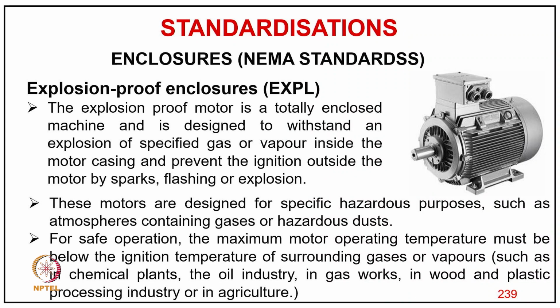Then the explosion proof enclosure, EXPL, as you can see how the motor looks. The explosion proof motor is a totally enclosed machine designed to withstand an explosion of a specific gas or vapor inside the motor casing and prevent ignition outside the motor by spark, flashing or explosion. These motors are designed for specific hazardous purposes, such as atmospheres containing gases or residual dust. For safe operation, the maximum motor operating temperature must be below the ignition temperature of the surrounding gas or vapor, such as in a chemical plant, oil industry or gas works, wood and plastic processing industry, or in agriculture.